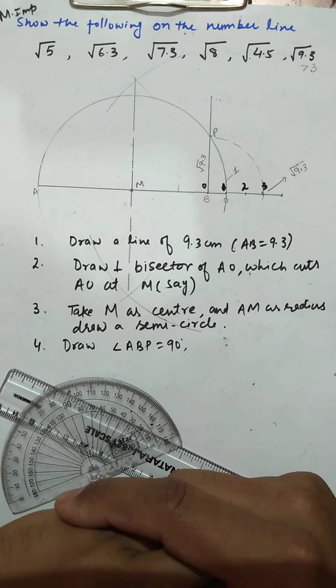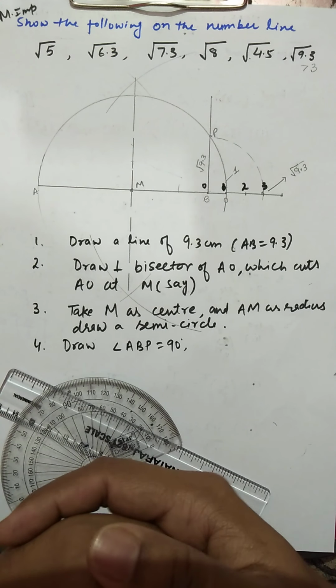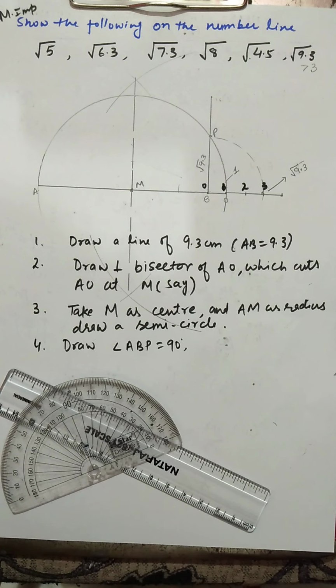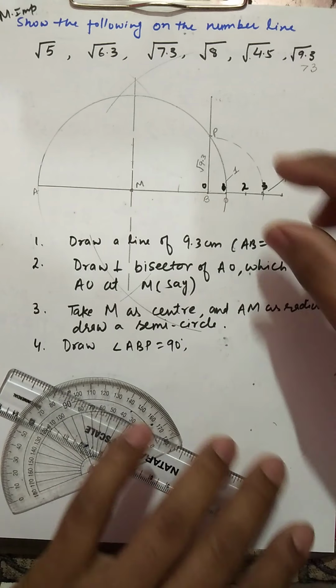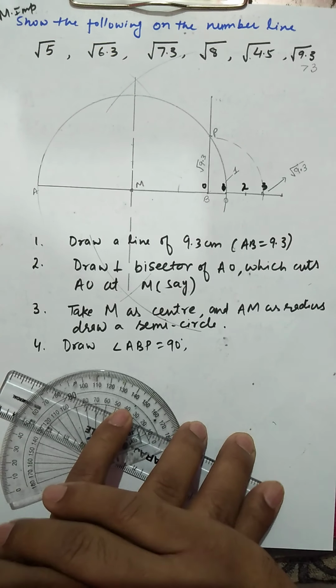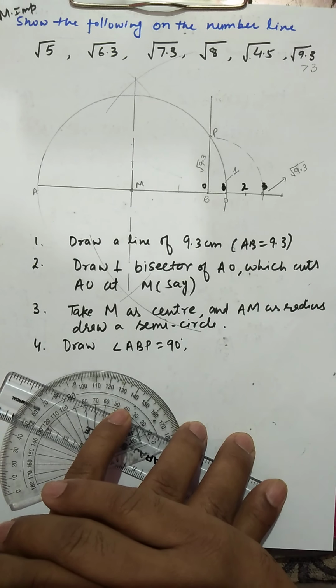So we will do one more example with another number, and we'll discuss the reason also why we are doing this, why this construction is there. Though the why will not come in the exam, you should know why we are doing this exercise, and why this BP is root 9.3. So we'll discuss all these.